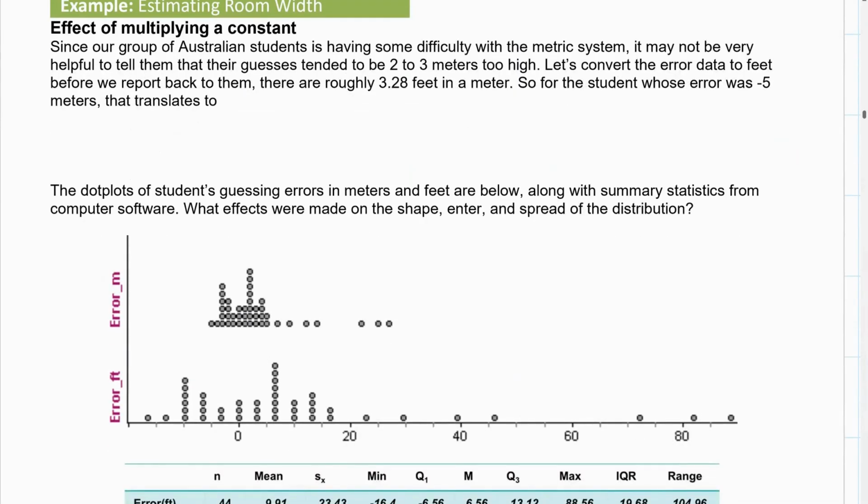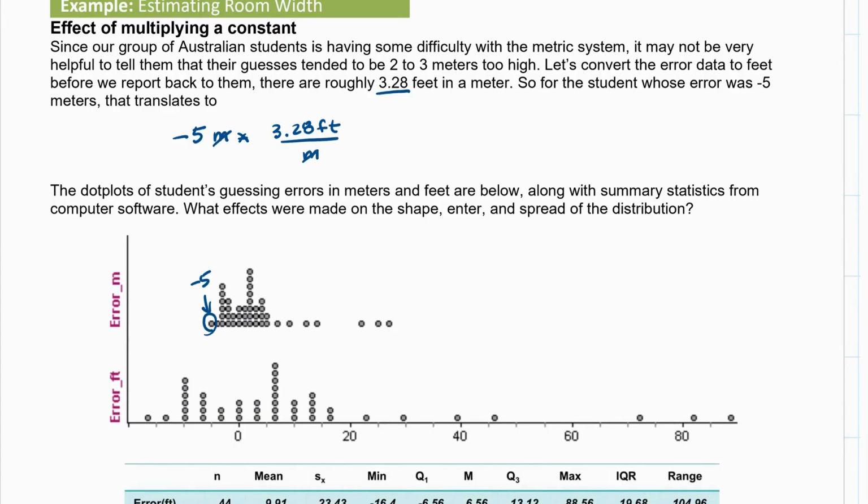One thing that we could do is this: their errors were in meters. And again, here's that kid whose error was -5. But let's say we're trying to make it more meaningful to them, and they're still in a situation where they're thinking in feet. Well, why don't we convert their error into feet? Now, to convert meters into feet, you multiply meters by 3.28. So if there's a kid whose error is -5 meters, then you multiply by 3.28 feet per meter.